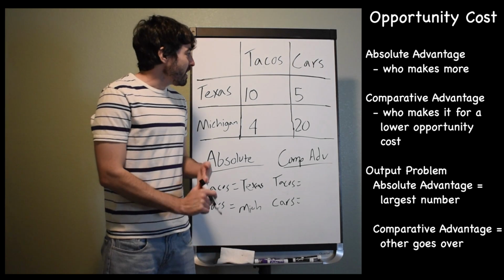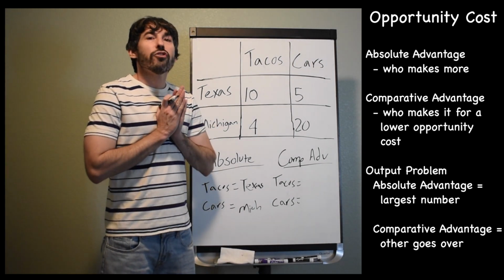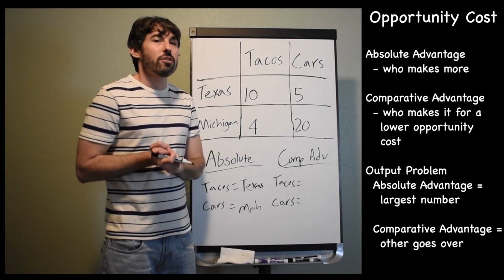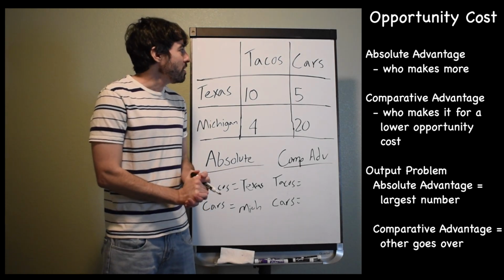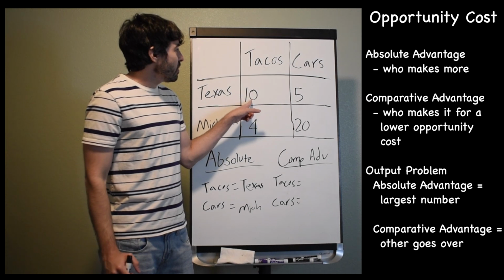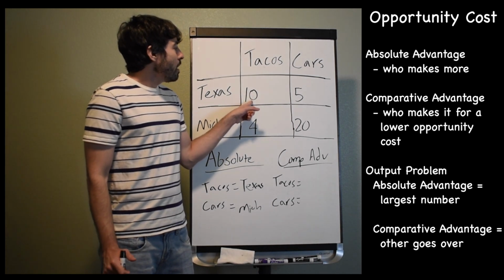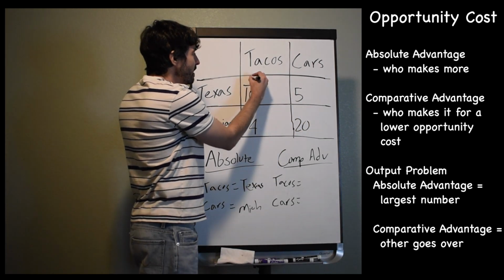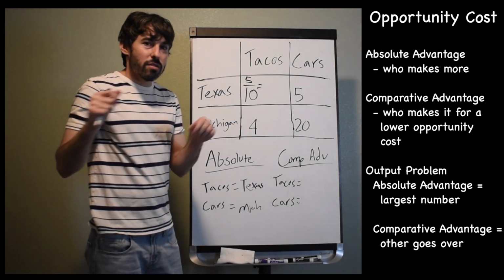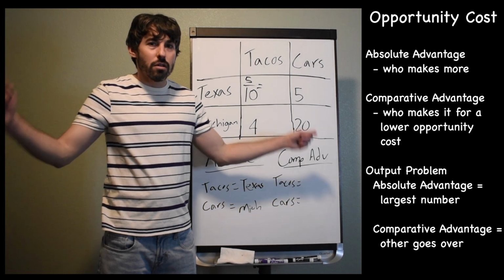On to comparative advantage. With comparative advantage, we are looking at who gives up the least of the alternative good. We need to find out who has the lowest opportunity cost in producing that good. So to figure out our comparative advantage for making tacos in Texas, we have to do some math. We take the other number and put it over. When it is an output problem, the other goes over. Just remember, output, other, over.